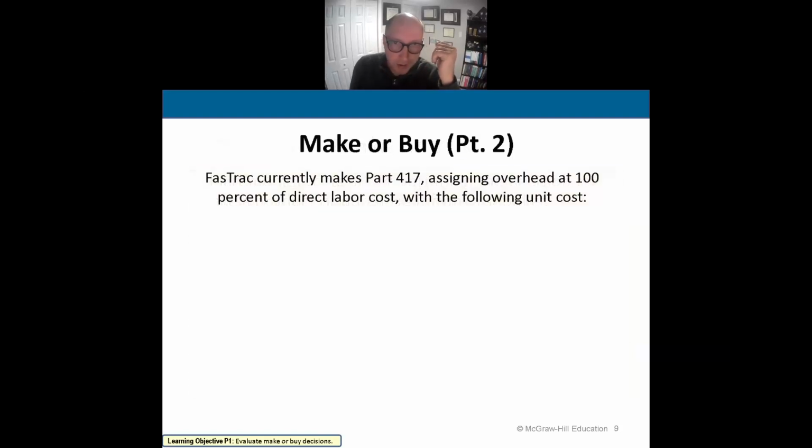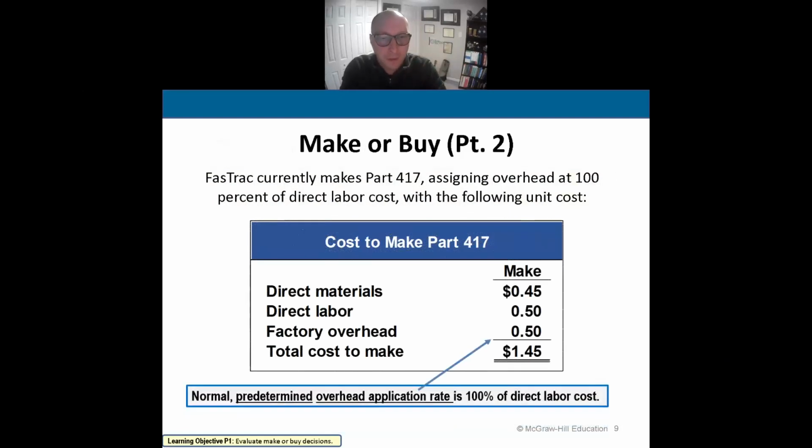So we look at the costs. Let's take a look at an example here. This company makes auto parts. The part we're looking at here is a starter. It's a very small component that goes into the ignition for starting a vehicle. It's called part 417. So this company makes part 417, which is a starter. There are direct materials, direct labor, and factory overhead to making this starter component.